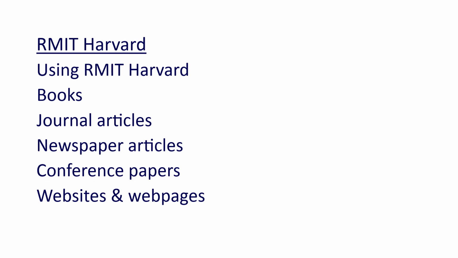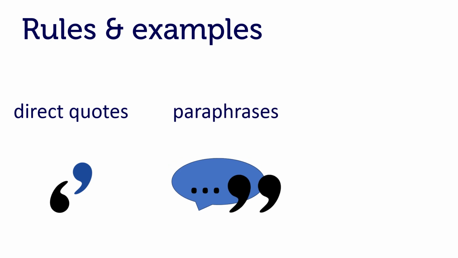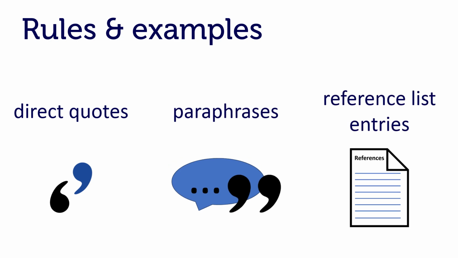Let's imagine that we need to reference a journal article with one author. We can select these options from the menus. And now we will find rules and examples for how to do direct quotes, paraphrases, and reference list entries.